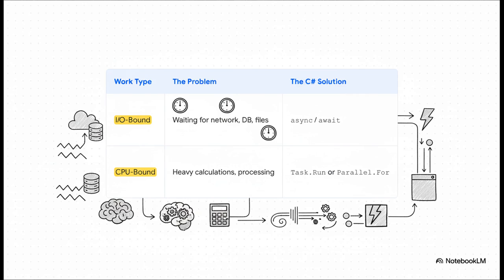This table lays it all out. If your problem is waiting for I/O, async and await is your answer. It handles that waiting time super efficiently without hogging threads. But if your problem is CPU-bound, complex math, processing tons of data in memory, then you want to use something like Task.Run to kick that hard work over to a background thread, so it doesn't freeze up your UI.